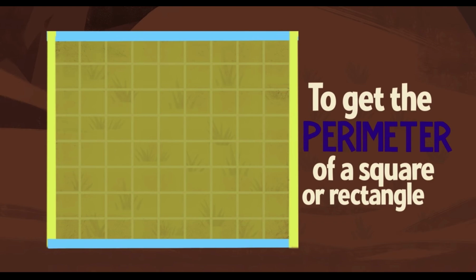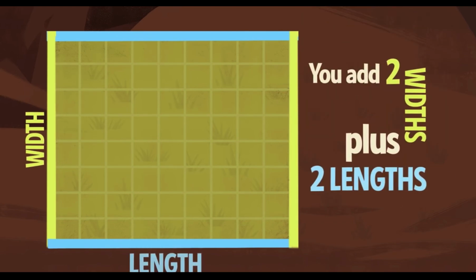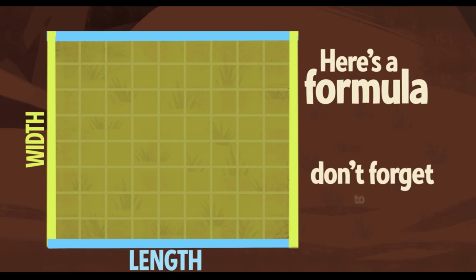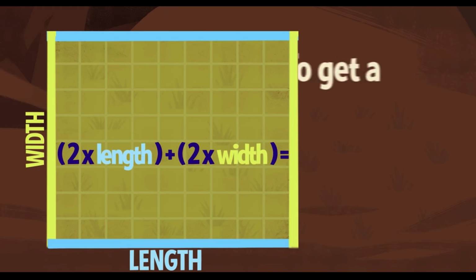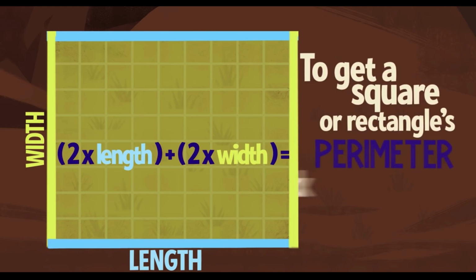To get the perimeter of a square or rectangle, you add 2 widths plus 2 lengths. Here's a formula, don't forget to say thanks. 2 times length plus 2 times width to get a square or rectangle's perimeter quick.